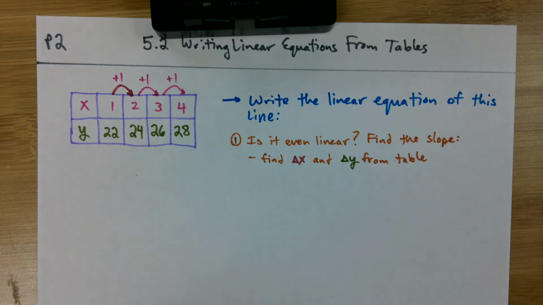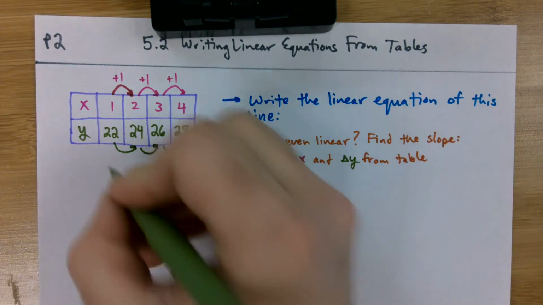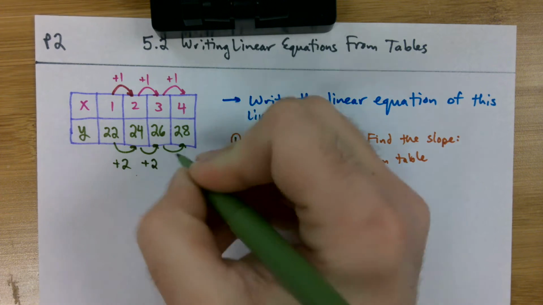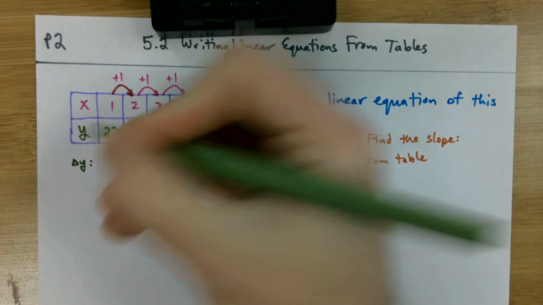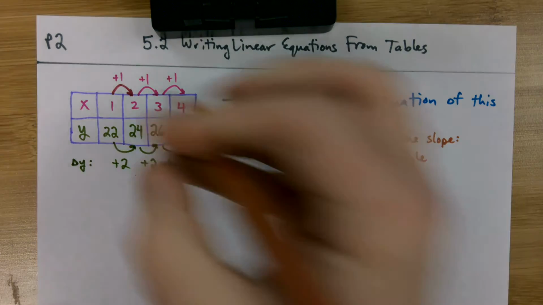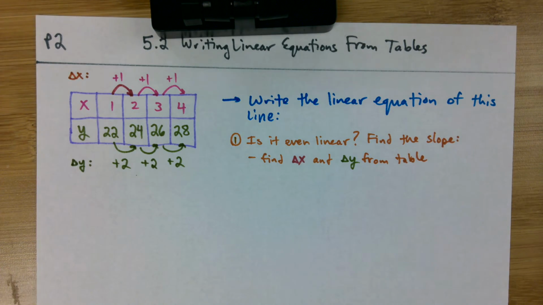Okay? Then we go down to y. How do we get from 22 over to 24? Plus 2. Then we got plus 2 and plus 2. On the bottom is our change in y. On the top is our change in x.